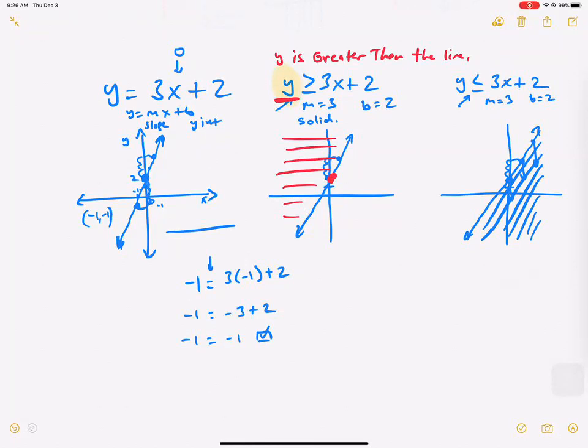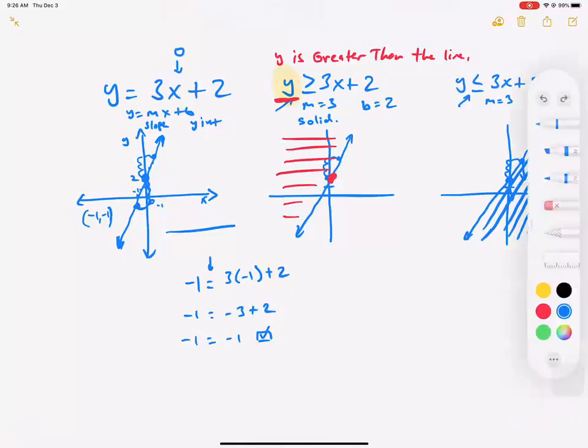Now, what does this mean when we say y is less than? When we're saying y is greater than or y is less than, it means that we don't only have one answer now. We don't just have answers that are on the line, but anything in this region would be okay. Now, let me go ahead and draw this one more time. Let me give us some space, and I'm going to give you guys some examples here to work with.